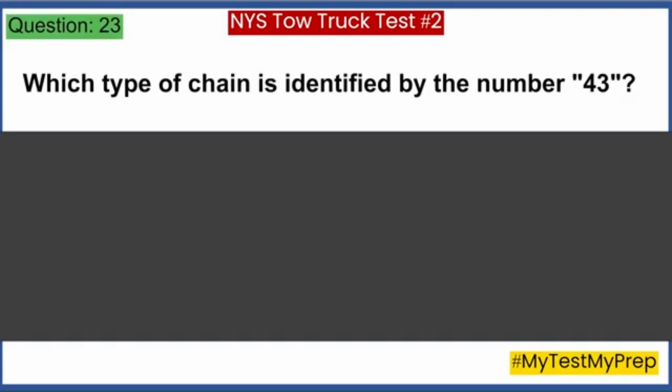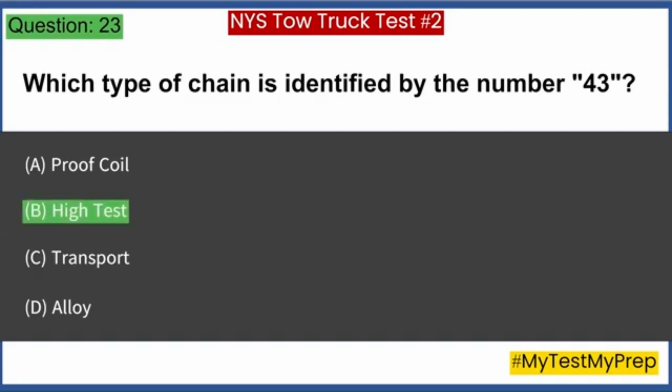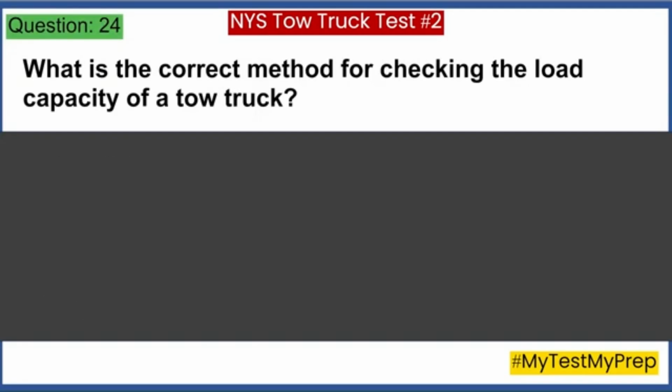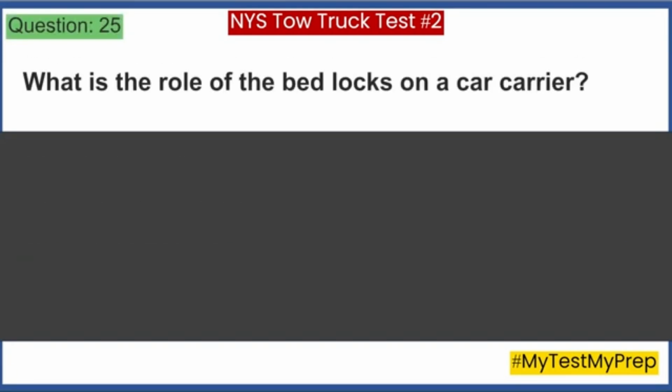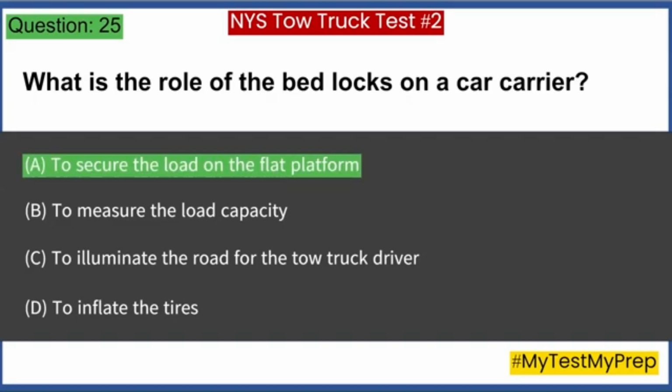Which type of chain is identified by the number 43? High test. What is the correct method for checking the load capacity of a tow truck? By calculating the safe towing capacity, STC, using the FAW, WB, and OH. What is the role of the bed locks on a car carrier? To secure the load on the flat platform.